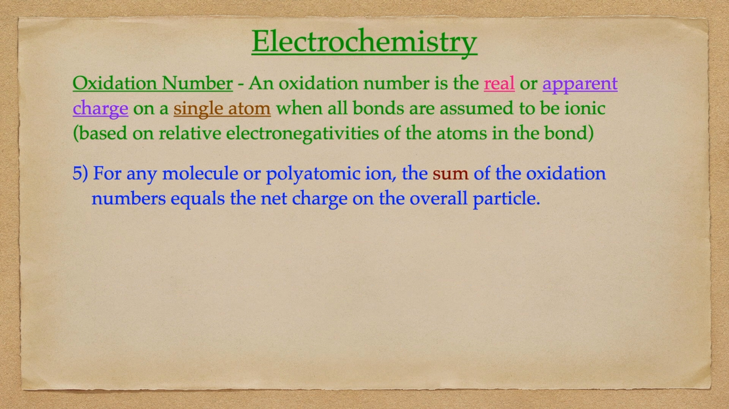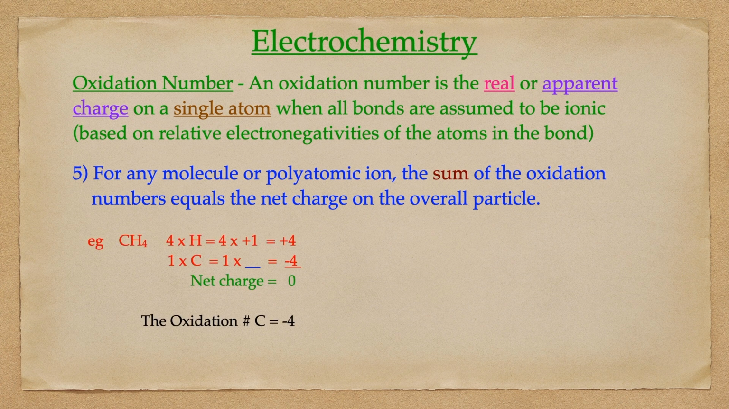The fifth rule: for any molecule or polyatomic ion, the simple sum of the oxidation numbers of all the atoms in the structure will equal the net charge on the overall particle. In the example of methane, CH4, if we use the previous rule, hydrogen has an oxidation number of plus 1. 4 hydrogens contributes plus 4 to the overall structure. Since the overall structure has a neutral charge, carbon, therefore, must have an oxidation number equal to minus 4.